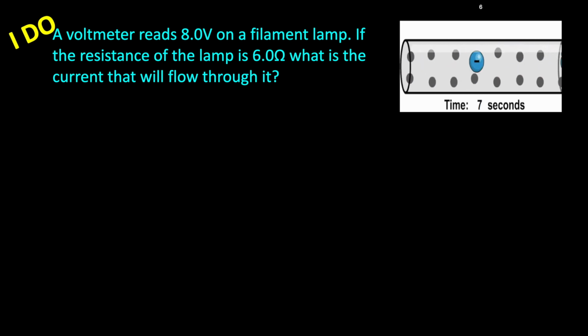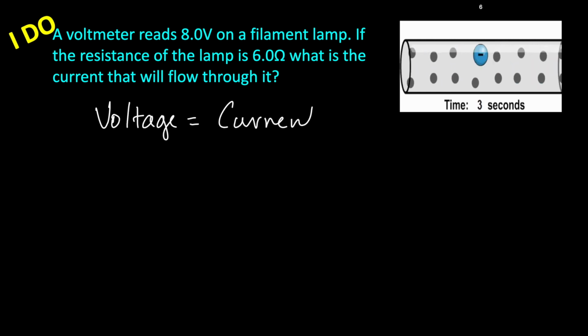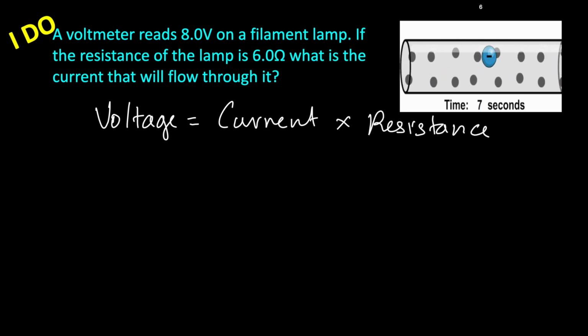So, the first thing you should do is write the equation. Voltage equals current times resistance. Then we're going to substitute our values in. So we know that resistance is 6 ohms, voltage is 8 volts, and we need to calculate current.